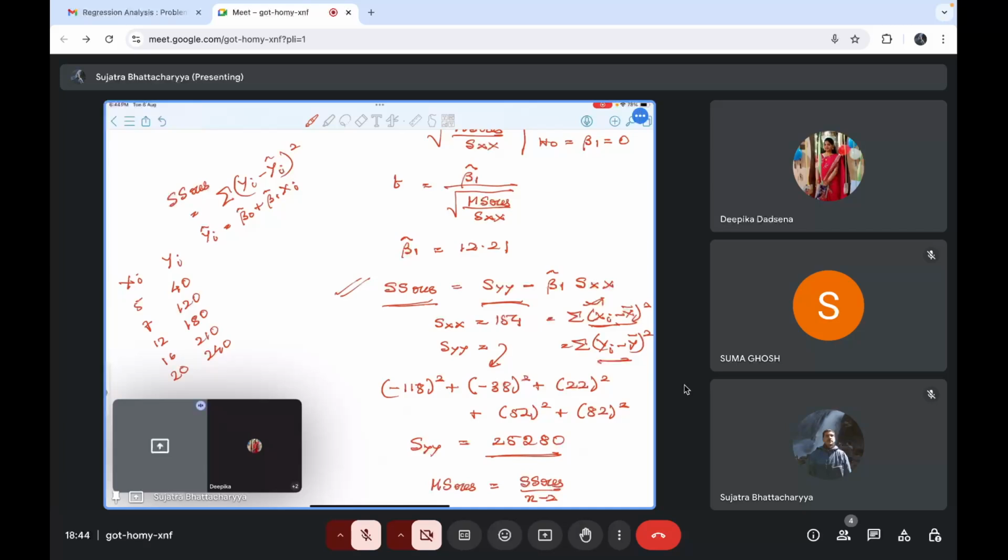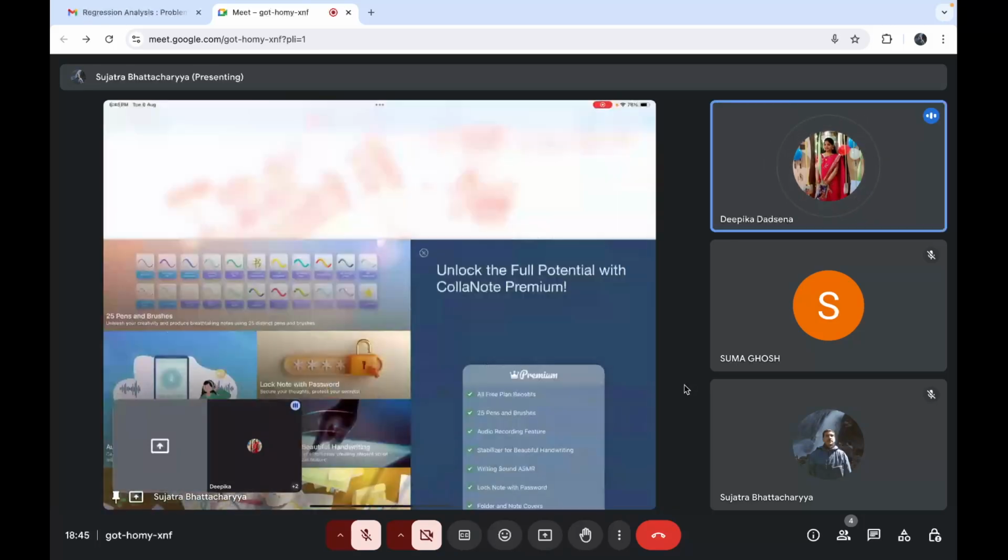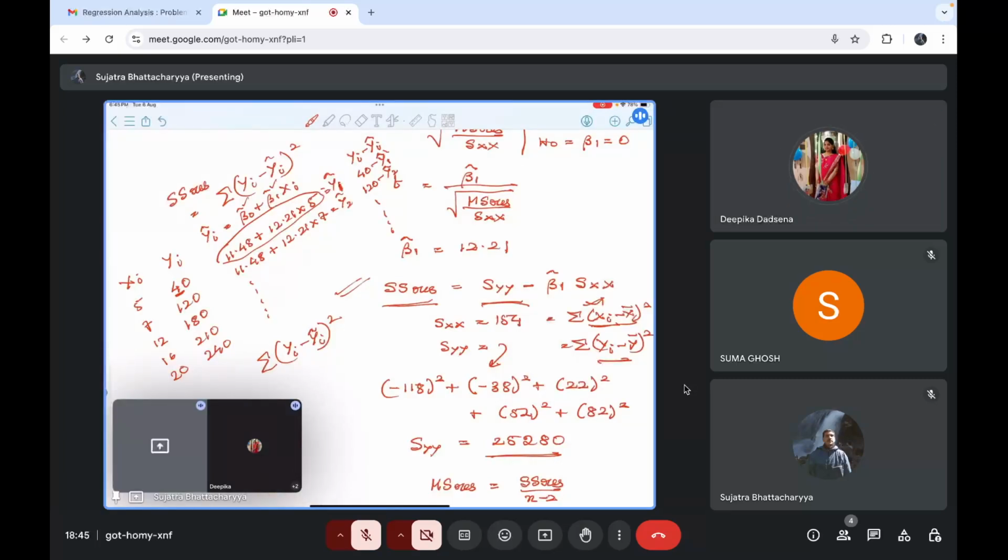So what will you do? You will put beta naught hat, beta 1 hat. The first one will be 11.48 plus 12.21 into 5. Similarly, 11.48 plus 12.21 into 7. Similarly, you go on doing it. Finally, whatever the result comes, you take yi, that is 40 minus y1 hat, then 120 minus y2 hat, and so on. You have to go ahead with this, and then square and sum all these values. So yi minus yi hat, you have to square and sum. This is how you can calculate.